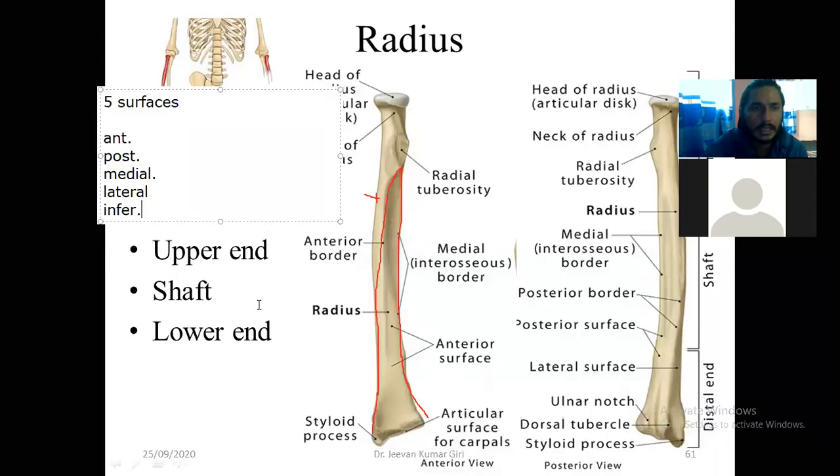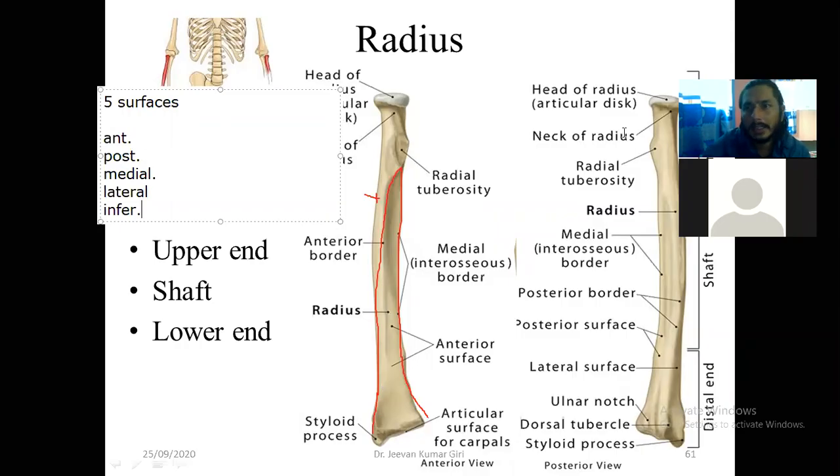In the anterior surface in the lower part, you will find a ridge-like appearance here, crest-like. On this crest you can press the radial artery and take the pulse of the radial artery. You press the radial artery against this ridge and you can take the pulse. So in the lower part of the anterior border you will find the crest-like or ridge-like appearance.